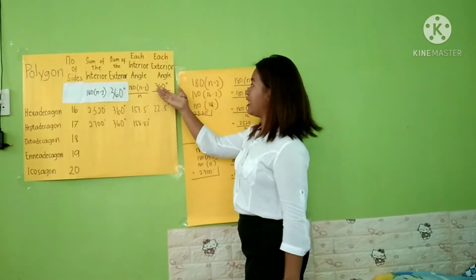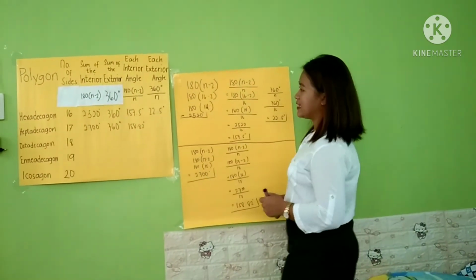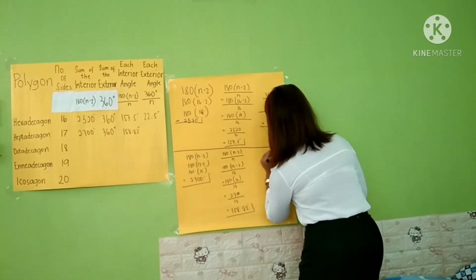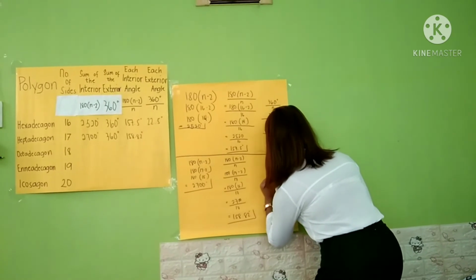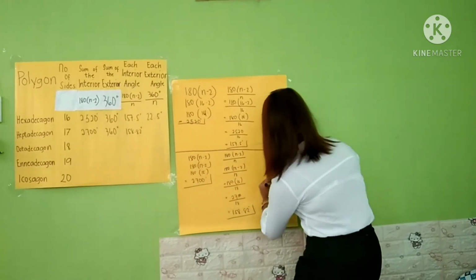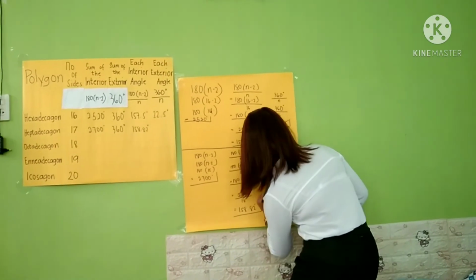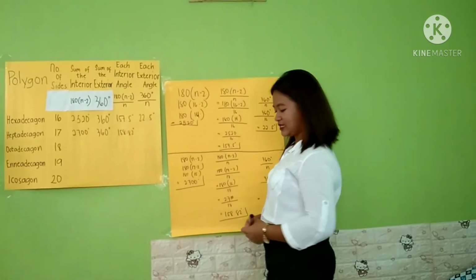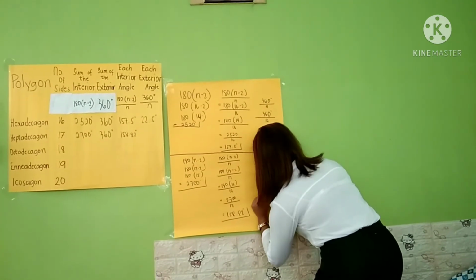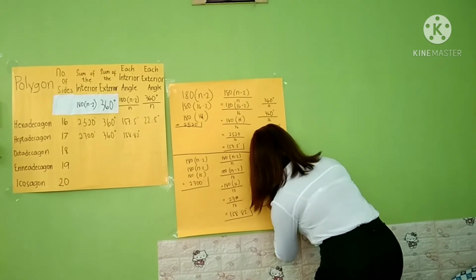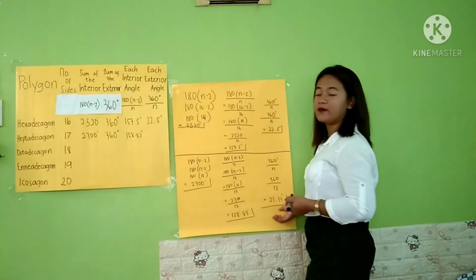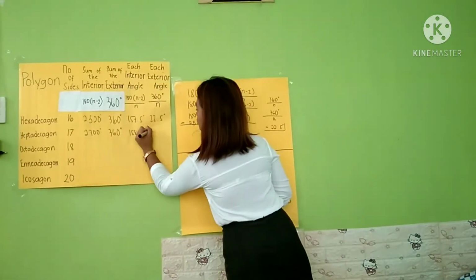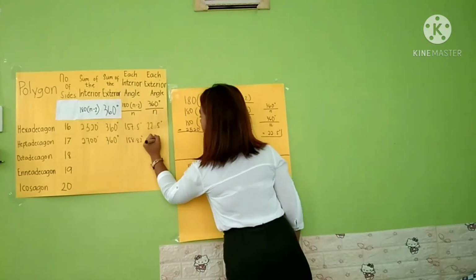To solve each exterior angle, 360 over n. n is also 17. 360 divided by 17 is 21.16. And here is the answer. Then we will put it in the table.